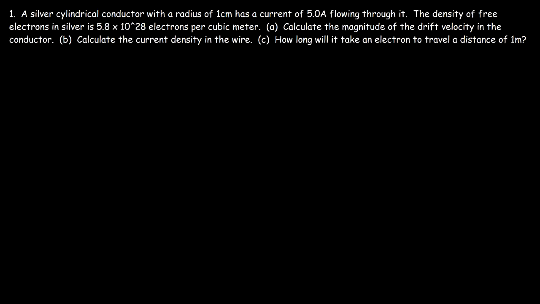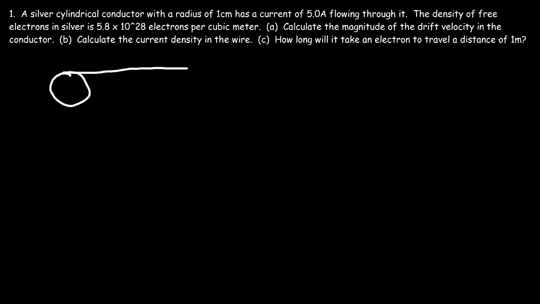In this video, we're going to focus on solving some basic problems associated with the drift speed of an electron in a metal and also the current density. So in this example, we have a silver cylindrical conductor with a radius of 1 centimeter and it has a current of 5 amps flowing through it. So let's draw a picture.